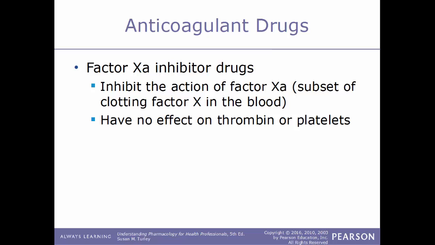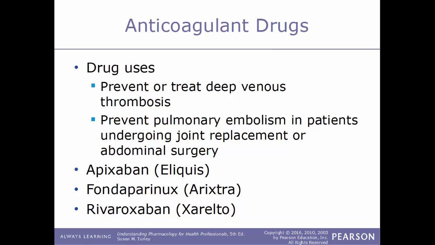Another type of anticoagulant drugs, factor Xa inhibitor drugs. These will inhibit the action of clotting factor Xa, which is a subset of clotting factor 10, and these have no effect on thrombin or on platelets. Some other uses for anticoagulants: also used to treat deep venous thrombosis, and they can also be used to prevent pulmonary embolism in patients who are undergoing abdominal surgeries or joint replacements. Some examples of this type of drug would be apixaban, which is sold under the trade name Eliquis, fondaparinux, which is sold under the name Arixtra, rivaroxaban, which is sold under the name Xarelto.